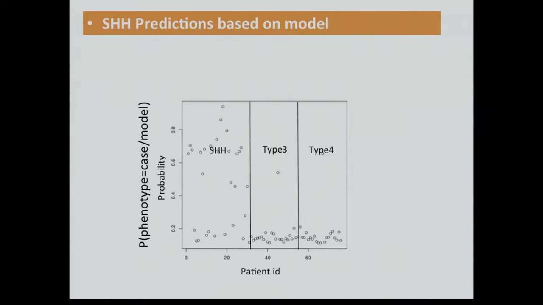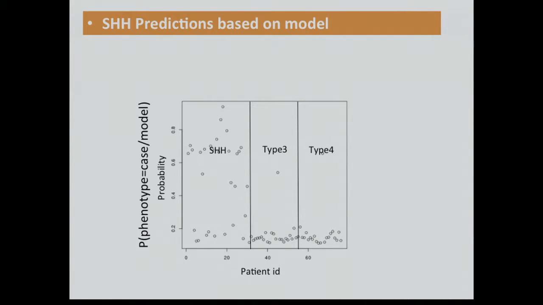And so what we do is we can estimate the posterior probability of each patient having a specific subtype, right? So we picked Sonic Hedgehog and classified the patients as Sonic Hedgehog or not. So these are the posterior probabilities for each of the patients. And you can see that in Sonic Hedgehog, a lot of them have a high posterior probability of being Sonic Hedgehog, and the other subtypes not, except for those two. But there are some patients that were not characterized as Sonic Hedgehog.